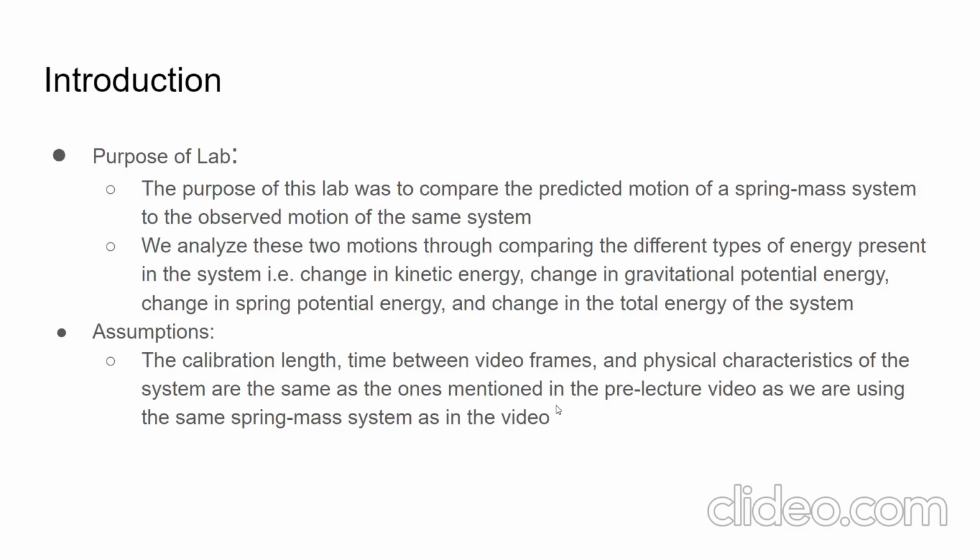In the introduction, the purpose of this lab was to compare the predicted motion of a spring mass system to the observed motion in the same system. We analyzed these two motions by comparing the different types of energy present in the system, i.e. change in kinetic energy, change in gravitational potential energy, change in spring potential energy, and the change in total energy of the system. For the assumptions, I used the same calibration length, time between video frames, and physical characteristics of the system that were mentioned in the pre-lecture video.